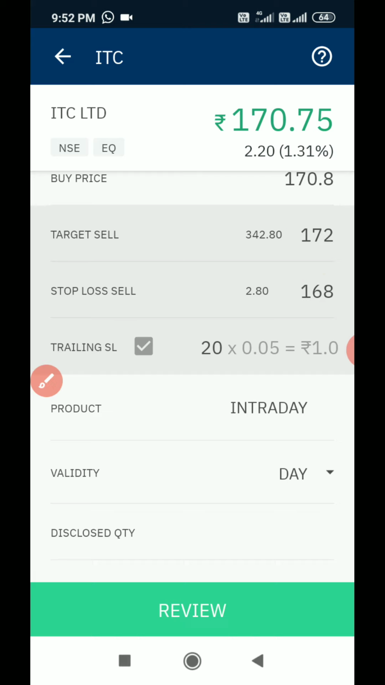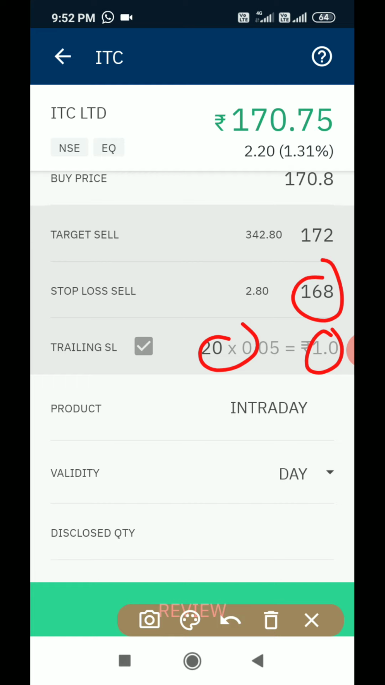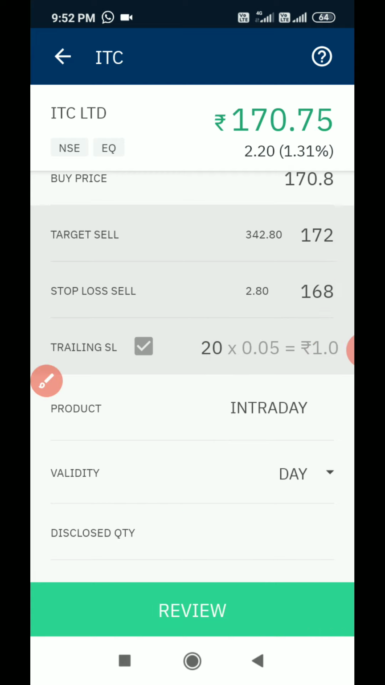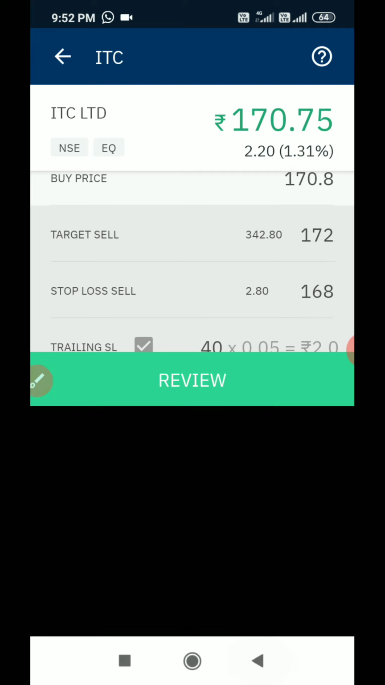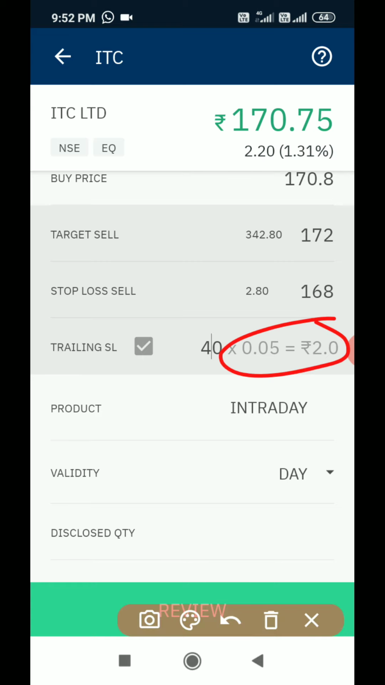Trailing stop loss is an option provided by the broker. Once the current market price increases, our stop loss price also automatically increases. So here you put the figure 20. For a 1 rupee increase in the current market price, the stop loss will increase by 1 rupee. Like if the price becomes 171.75, our stop loss will increase to 169. If you make it 40 here, this will be a jump of 2 rupees. I will show you. You can see here it is changed to 2 rupees.